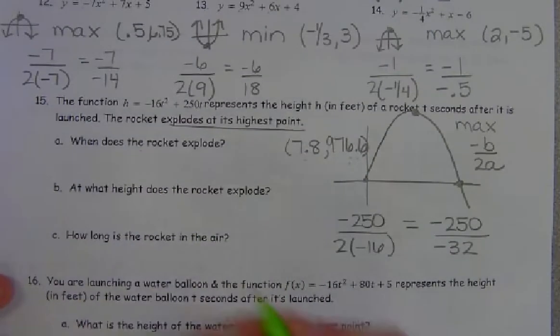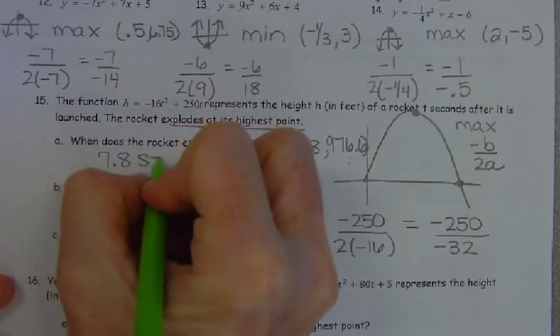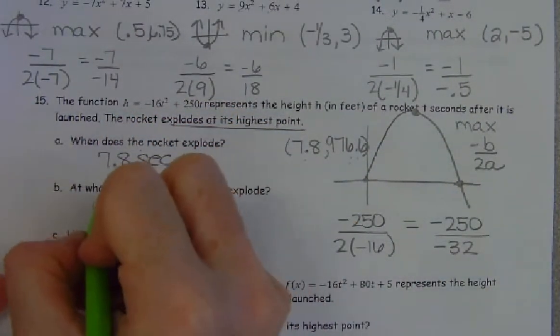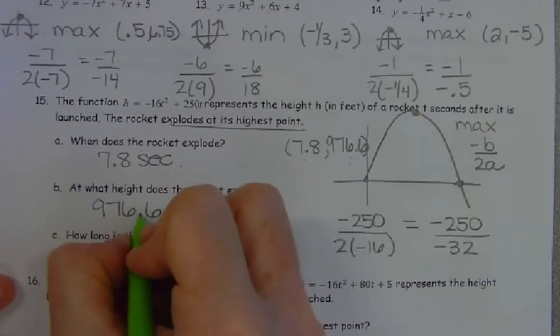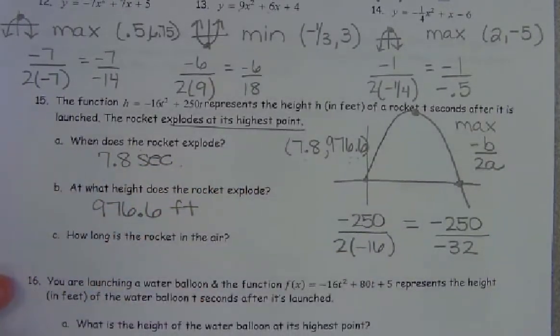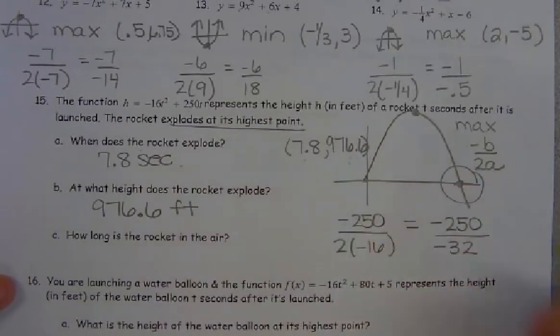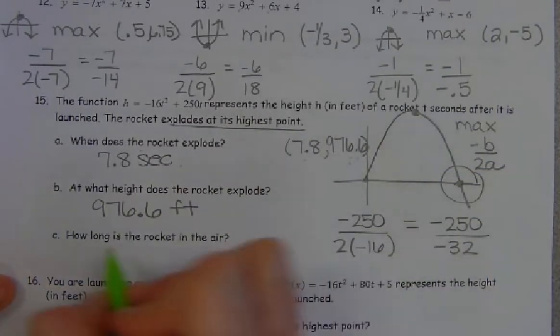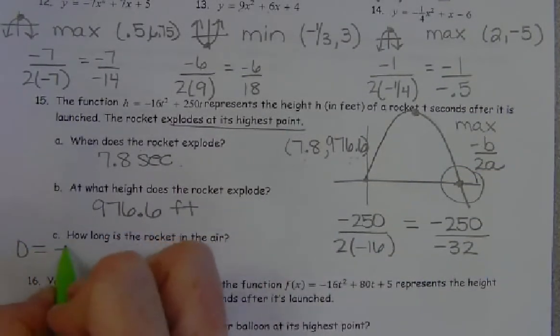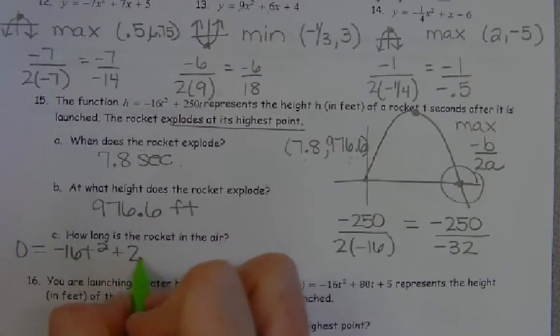So it says, when does the rocket explode? 7.8 seconds. At what height? 976.6 feet. How long is the rocket in the air? So let's say it didn't explode and it came back down. We're trying to find this. So if I'm trying to find this, my height is 0.